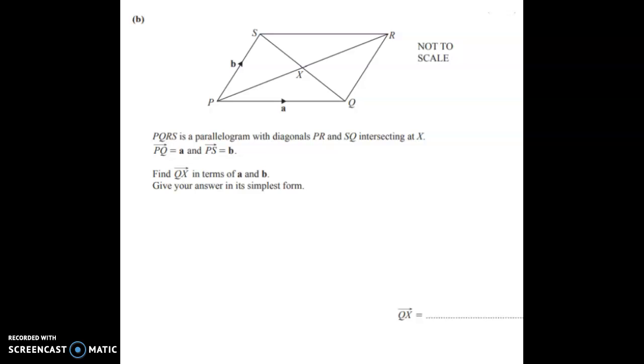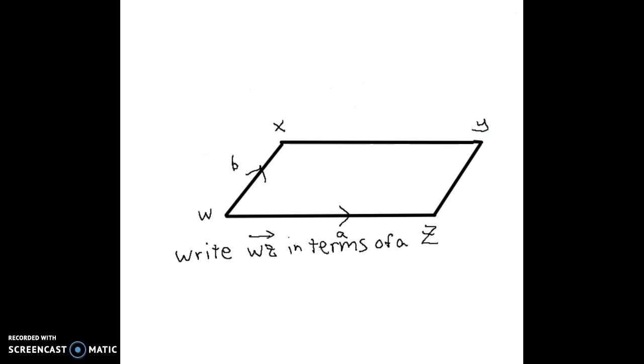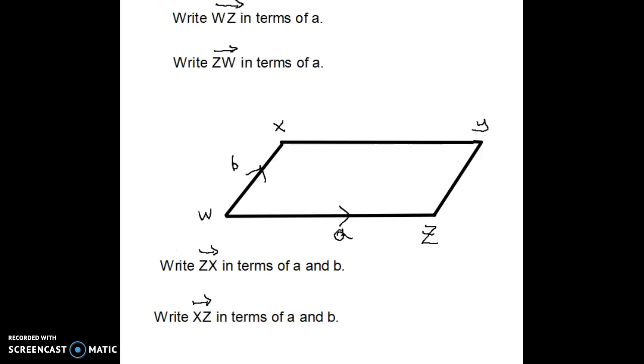Actually, let's not look at that first. Let's look at this first. We have a parallelogram, and this is a vectors question. So we're trying to write the vector WZ in terms of A. And I'm sorry, I'm going to fix that. That's bothering me. Okay, that looks a little cleaner.